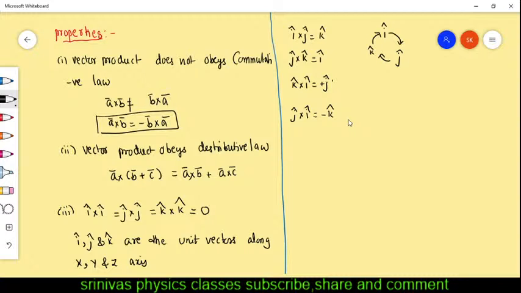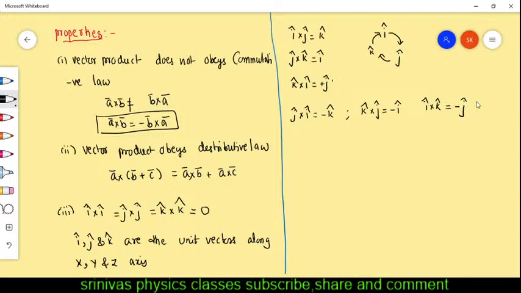And the next, k cap cross j cap, if you find out, you will get minus I cap. And I cap cross k cap, if you find out, you will get minus j cap.